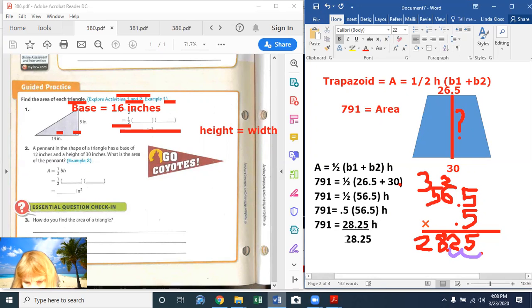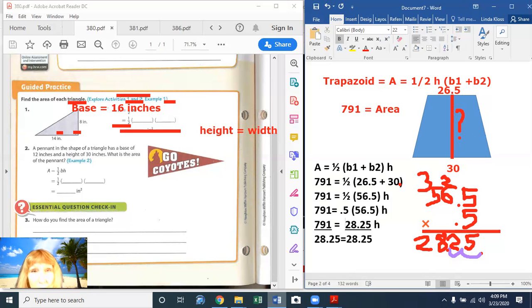28.25, but I can't just do that to one side of the equation. I also have to do that to the other side of the equation. So I'm going to divide 28.25 to the other side as well. Keep the equals in there so we know.